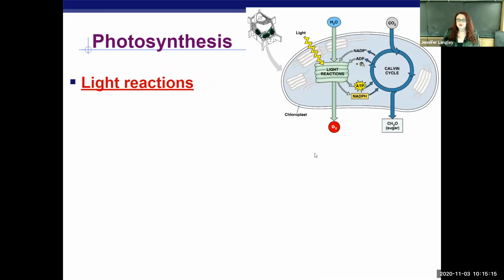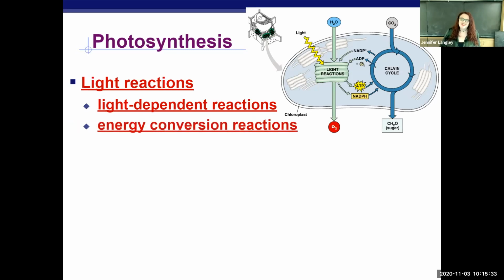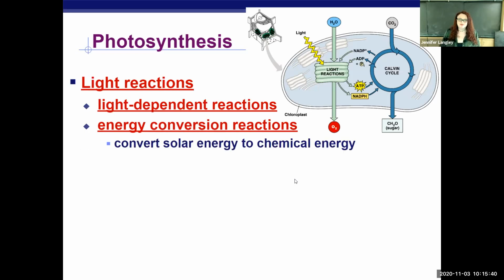So that brings us to photosynthesis, which is broken down into two parts. We have what are called the light reactions. This is because it's taking light and doing something with it. They're also called the light dependent reactions because without the light, you can't do the reactions. This is our energy conversion. This right here is taking the energy from the sun and making it into something usable.